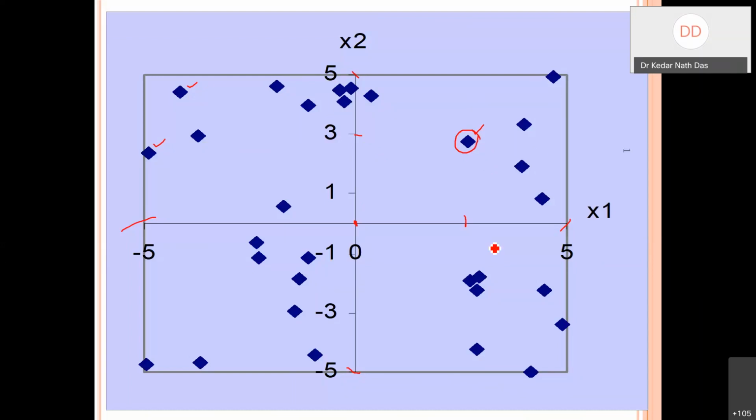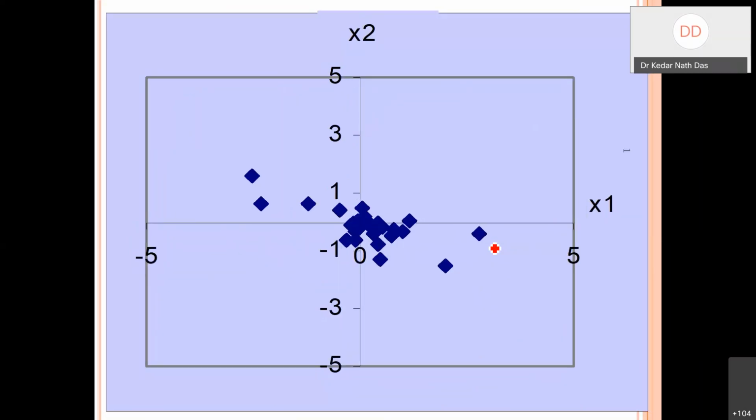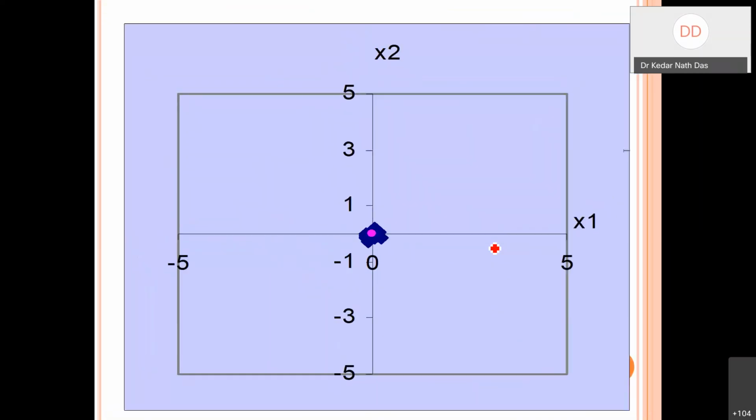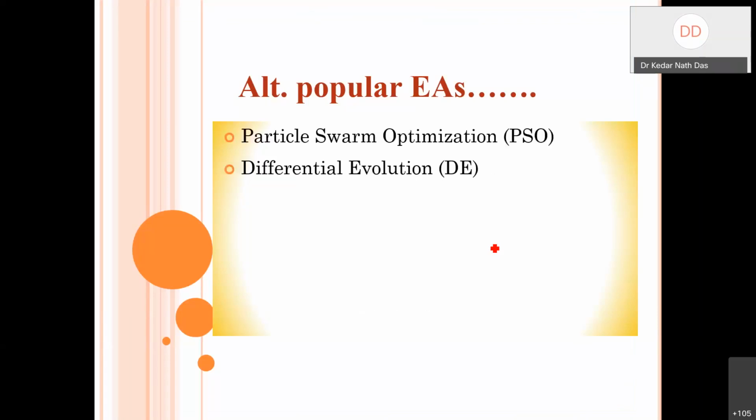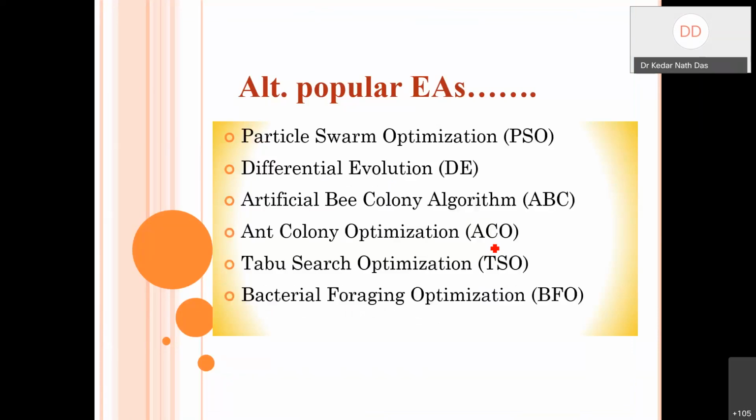When the genetic algorithm runs, the points come closer and closer, and finally converge to 0, 0 and stop. That is the beauty of the genetic algorithm, approaching the optimum solution. Some of the alternate popular evolutionary algorithms are particle swarm optimization, the ABC, as I discussed to you, SEO, TSO, BFO, and DFO. All these are based on population-based techniques.